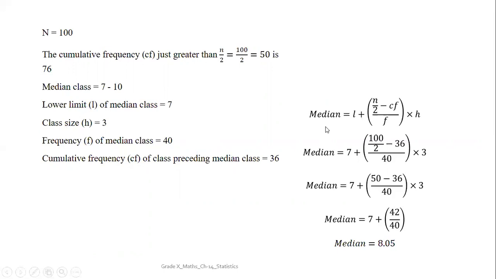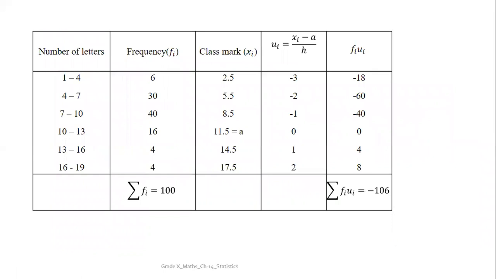Now we substitute that in the median formula: L plus N by 2 minus CF by F into H. Substituting the values, we get the median to be 8.05. Now we have to find mean and mode. So let us find the mean first. We are using step deviation method here. You can use any of the three methods, doesn't matter.